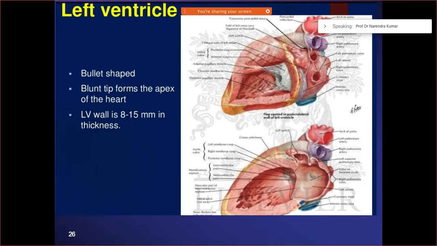So, what is the next structure? Is the left ventricle. So left ventricle, you all are already aware, is more of a bullet shaped and having an apex and also a base as well. And yes, the thickness can vary up to 8 to 15 millimeter.